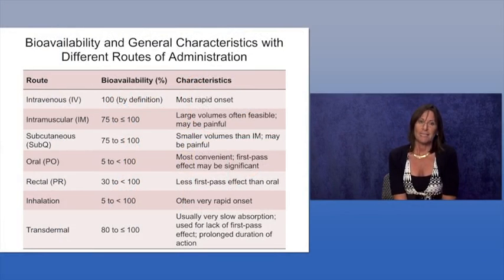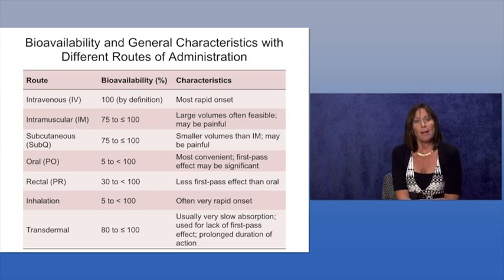So to repeat, by definition, a drug administered intravenously has 100% bioavailability. In terms of characteristics, not too surprisingly, it has the most rapid onset of action. A drug administered intramuscularly has a variable bioavailability depending on whether it's administered in an aqueous or non-aqueous solution, and it will be somewhere around 75 to 100%. We can administer large volumes, however, pain can be a considerable detraction from this method of administration. Subcutaneous, very similar. By mouth, look at that variability in bioavailability. Anything as low as 5 to 100%.